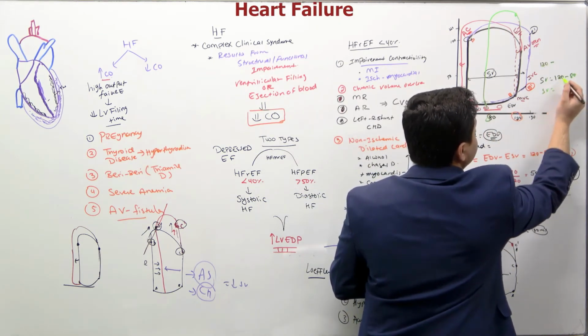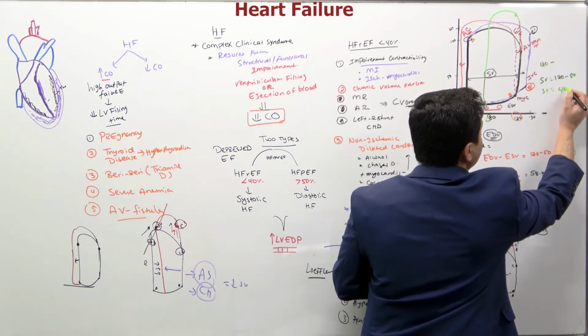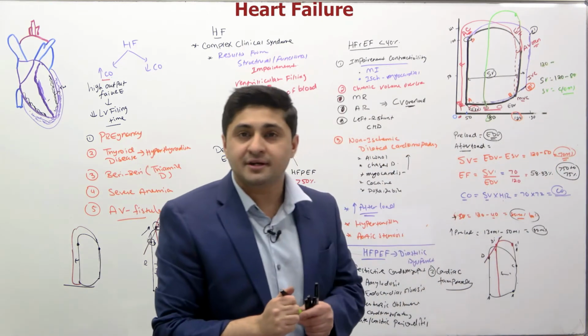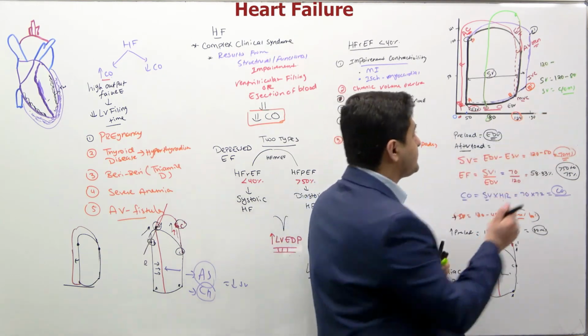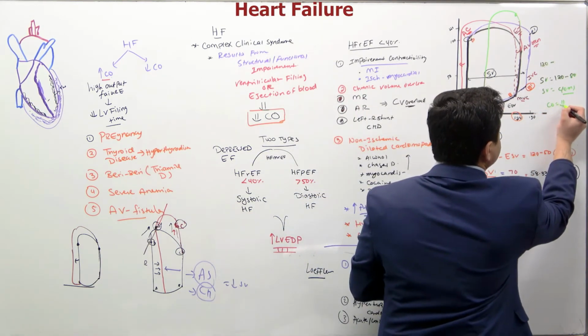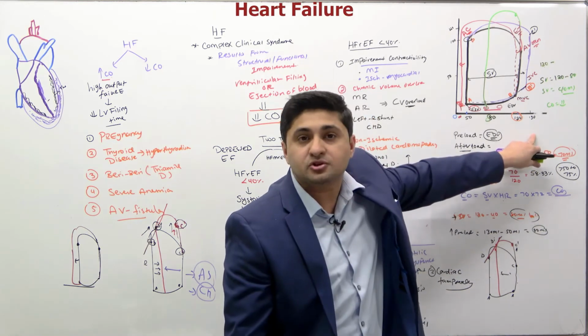That means what is stroke volume? 120 minus 80, that's 40 ml of the blood. You see that stroke volume decreases. So if your stroke volume decreases, what happens to cardiac output? Cardiac output also decreases because stroke volume is directly proportional to cardiac output, right?